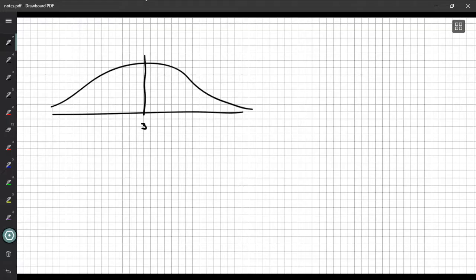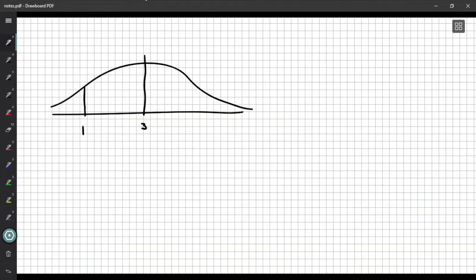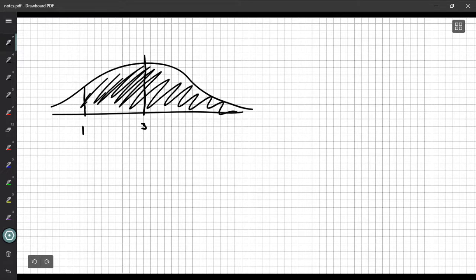And what do we want? We want the probability that x is greater than 1. So 1 would be about here, and it is greater than, right? Yes, greater than. So we're interested in x being a value bigger, so we shade to the right. So this is the idea here.